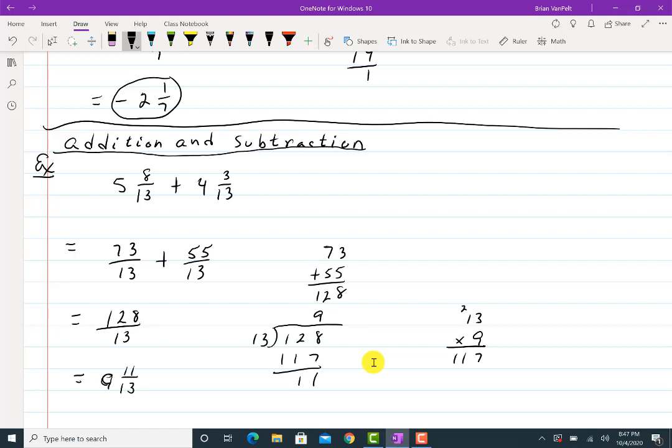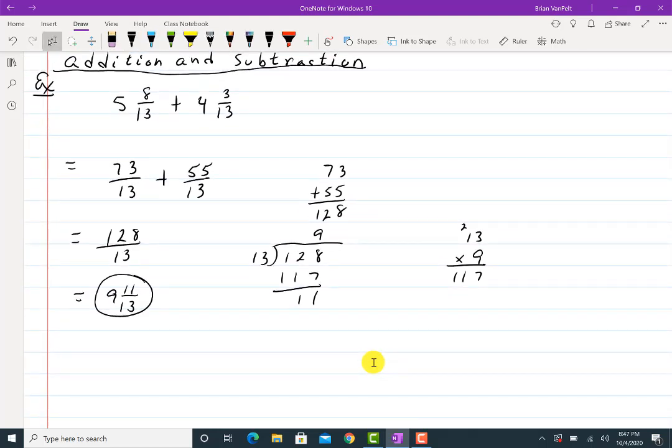Make my 9 better looking. I still don't like the 9, so I'm going to erase it and make a better looking 9. So convert to fractions first, but redo looks like this.